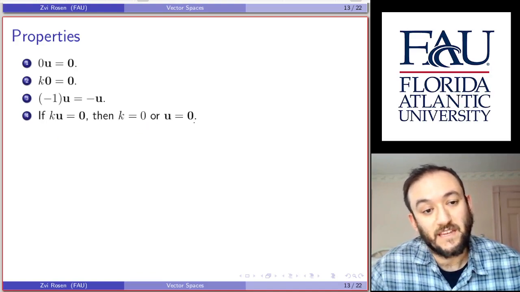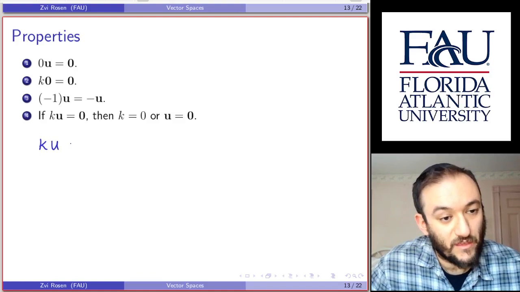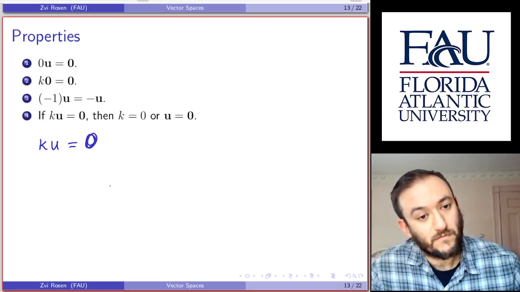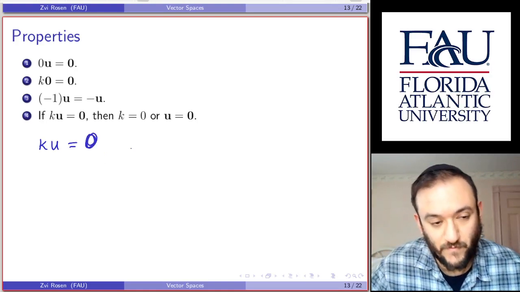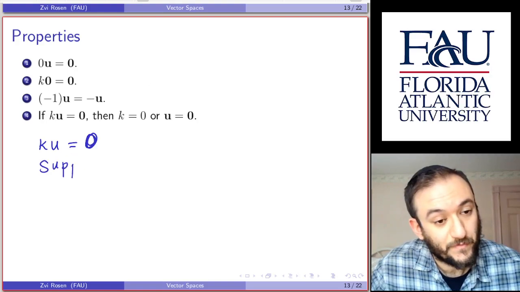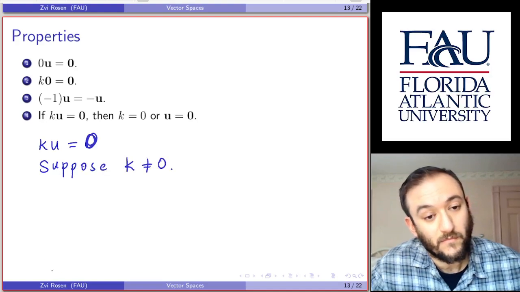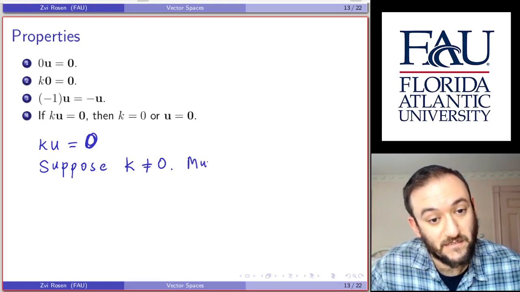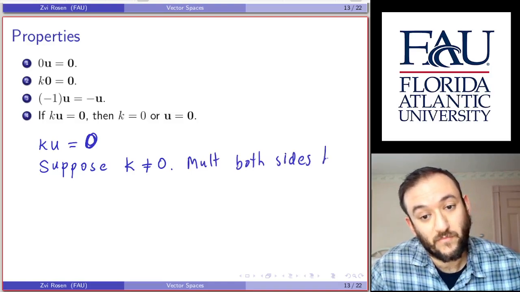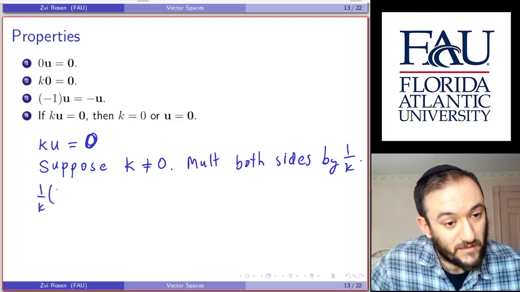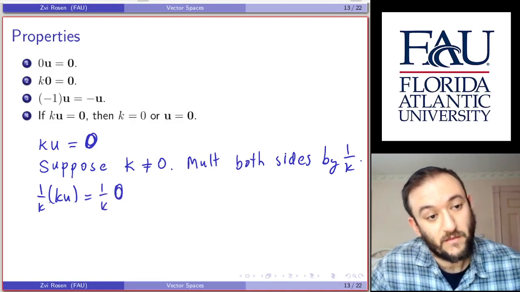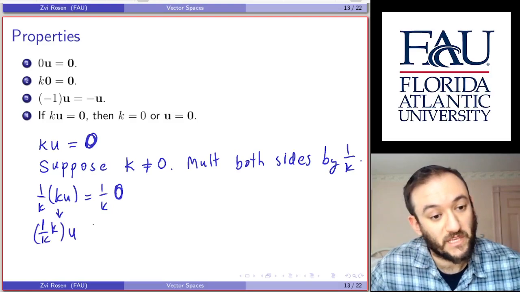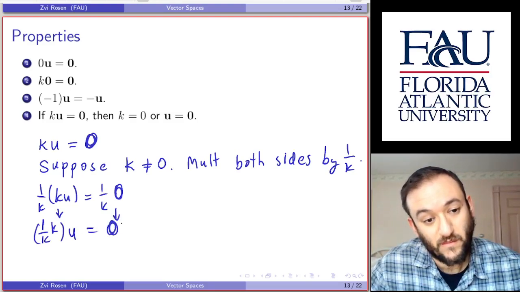If ku equals 0, then k equals 0 or u equals 0. Well, ku equals 0. So we're going to take it a case at a time. Suppose k is not equal to 0. Then it's a real number that's not equal to 0, so there's a number k inverse, or 1 over k. So multiply both sides by 1 over k. Then we get 1 over k times ku equals 1 over k times the 0 vector. This is equal to 1 over k times k times u by one of the axioms of scalar multiplication. And this is equal to 0 by property 2.